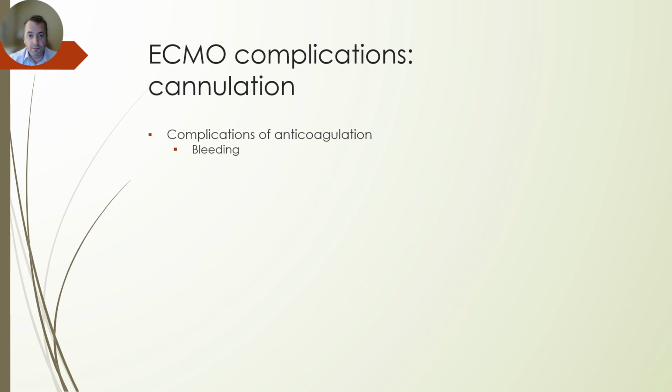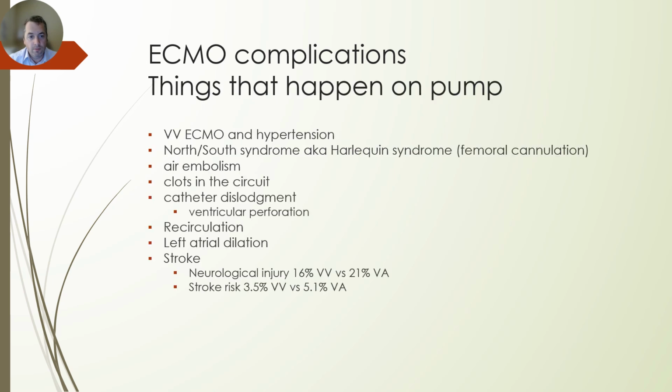Complications of the anticoagulation: bleeding, about a 10 to 15% rate in the ELSA registry. Things that happen on pump: VV ECMO hypertension, north-south, aka Harlequin syndrome, air embolism again, clots in the circuit, catheter malpositions, recirculation, left atrial dilation, as well as neurological outcomes. So we're going to spend some time on each one of these topics.